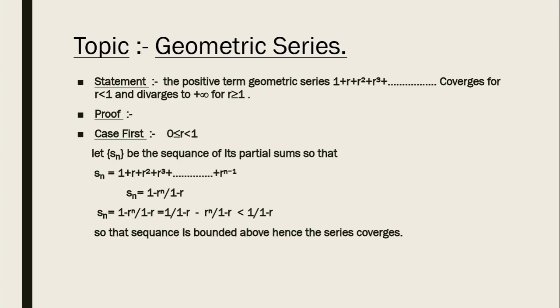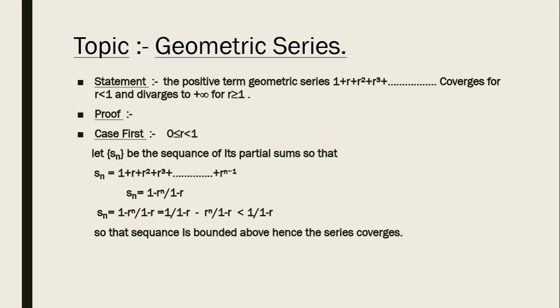Now we see the proof. The proof is divided into three cases. Case first: when r is less than 1 and greater than or equal to 0, let the sequence Sn be the sequence of its partial sums, so that Sn is equal to 1 plus r plus r square plus r cube plus dash dash dash plus r raised to n minus 1.